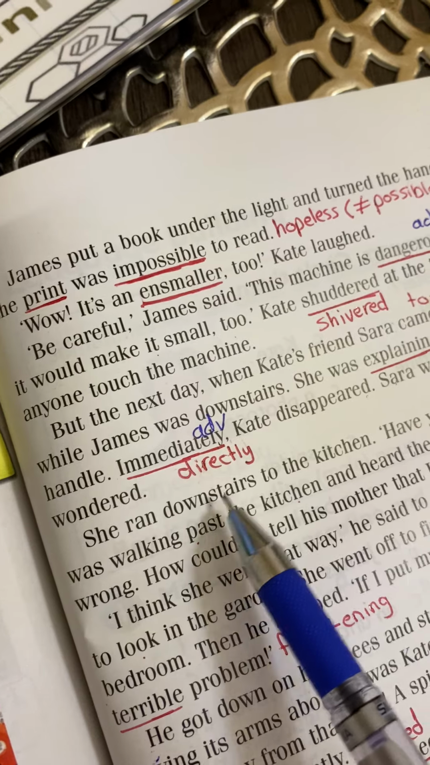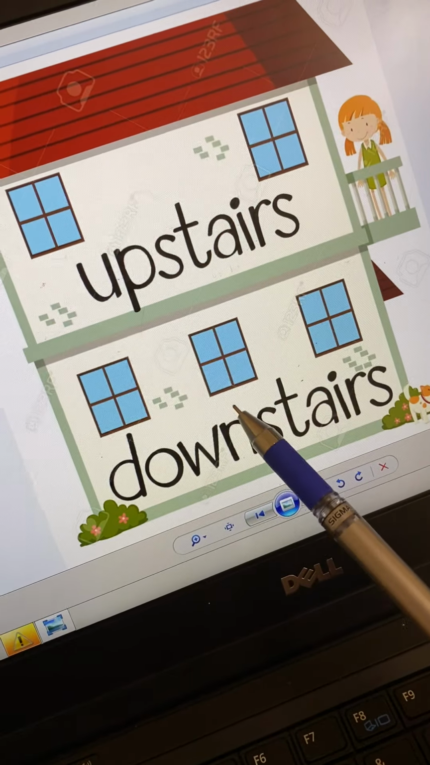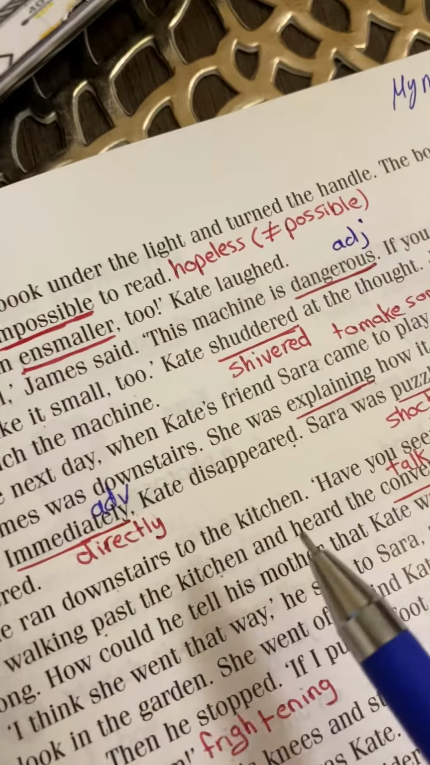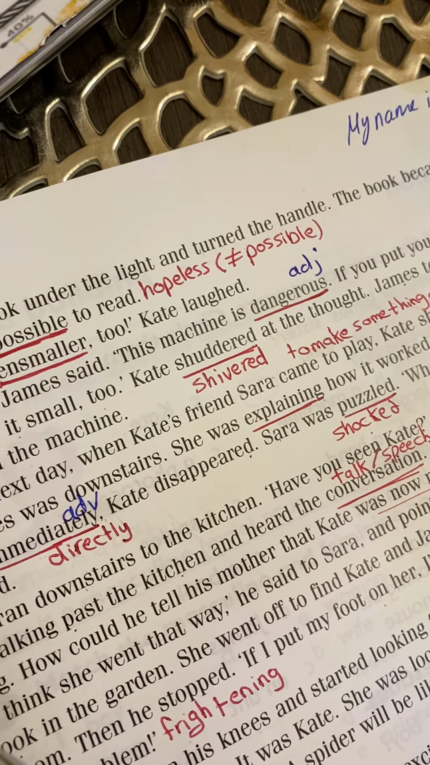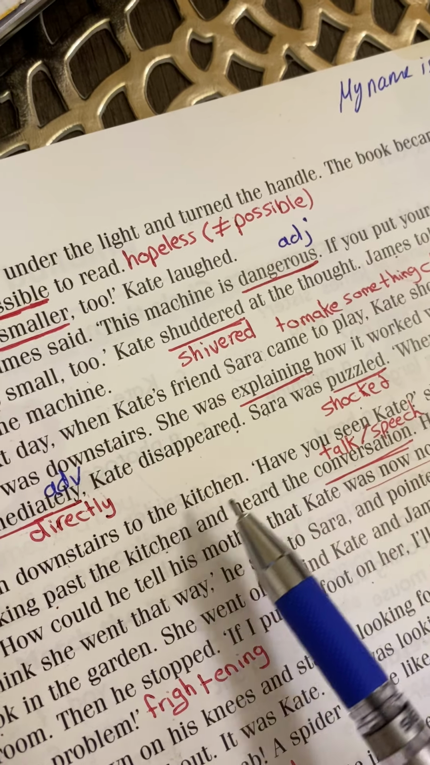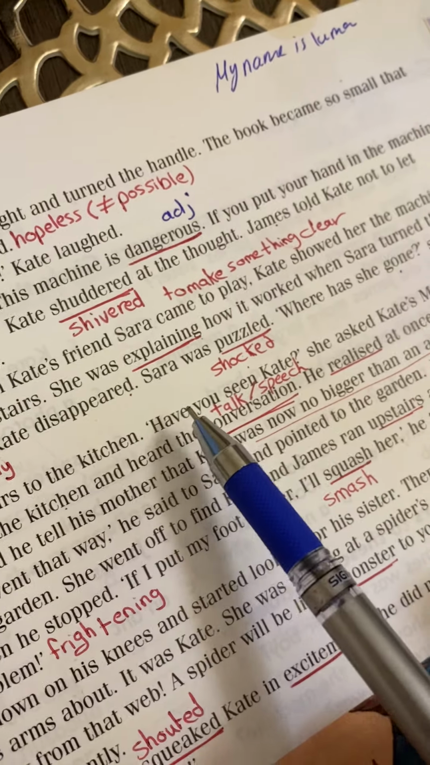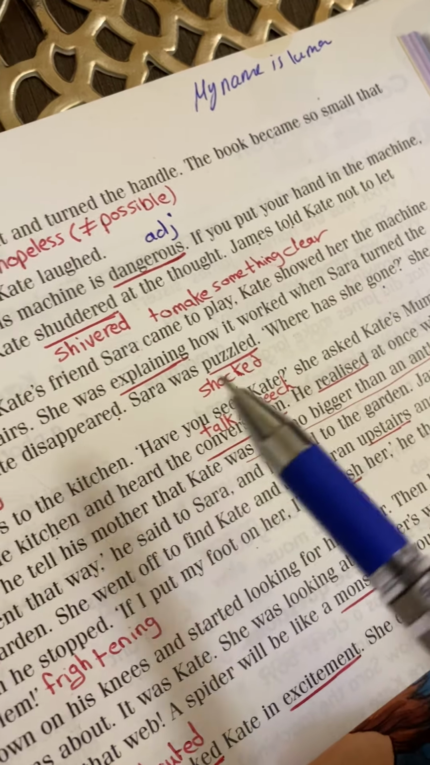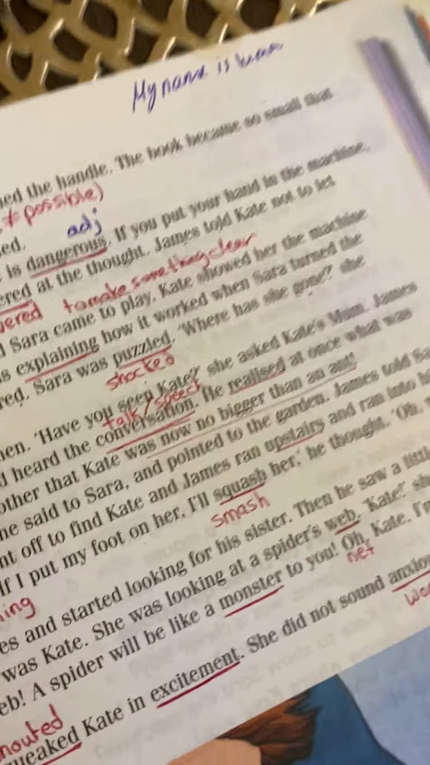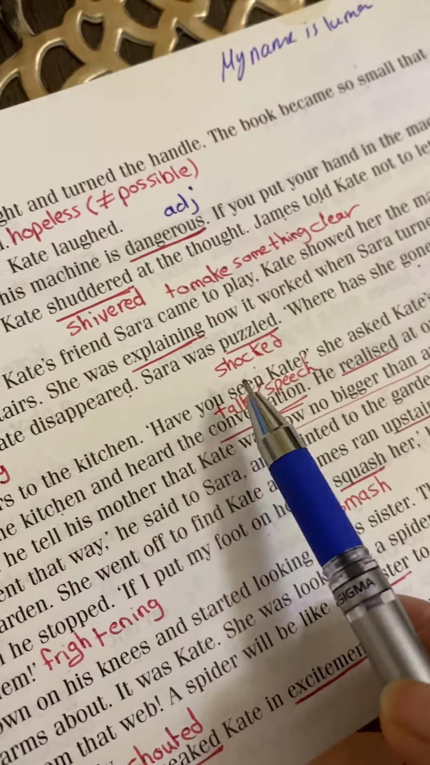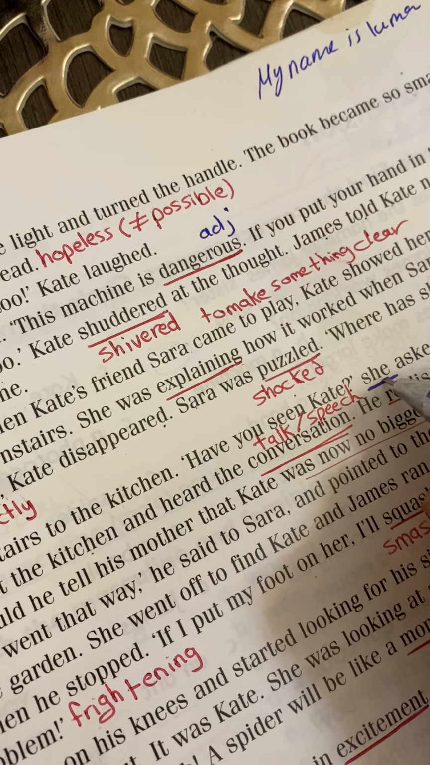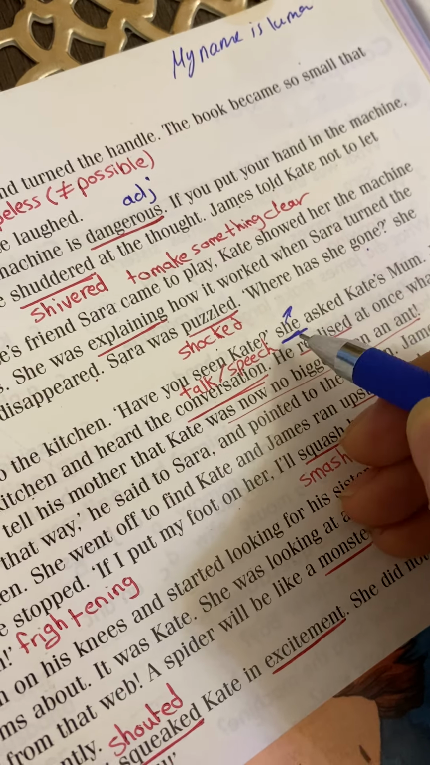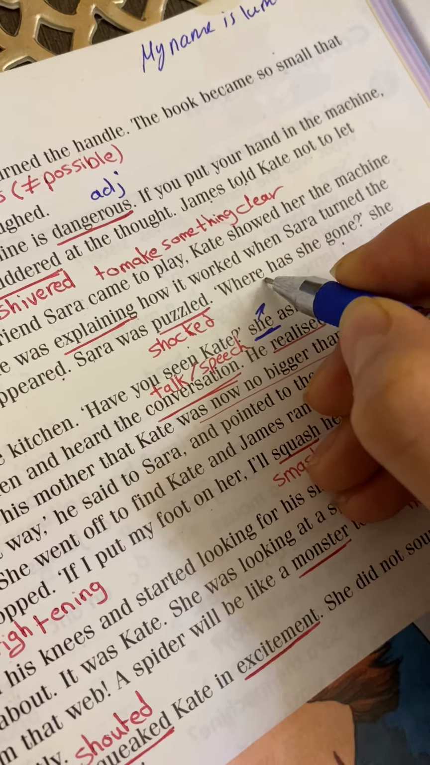She ran downstairs to the kitchen. So the kitchen is downstairs. She ran where? Downstairs to the kitchen. And heard, where we are. Yes. Have you seen Katie? She asked Katie's mom. So she ran downstairs to the kitchen and asked Katie's mom, have you seen Katie? She asked. This pronoun refers to she asked Katie's mom. Who asked? Yes, Sarah.